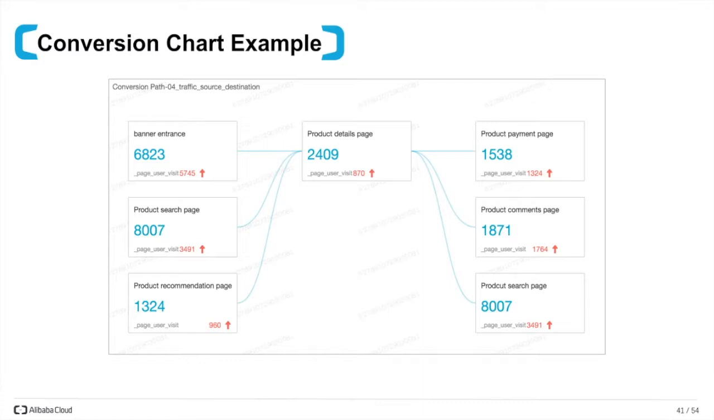But after they navigate to the product details page, they may go to order directly, or they may want to write something down and comment on the product, or they may want to search for some other product. So when we have all those data, we can generate a conversion chart like this to give you a very direct view about where each page is coming from and where each page is going to.